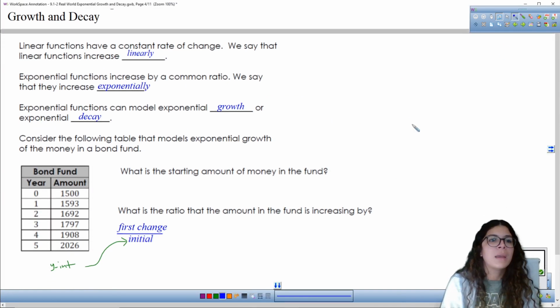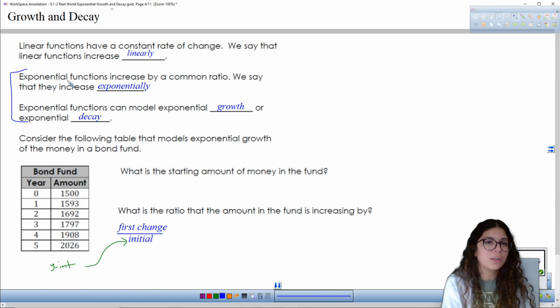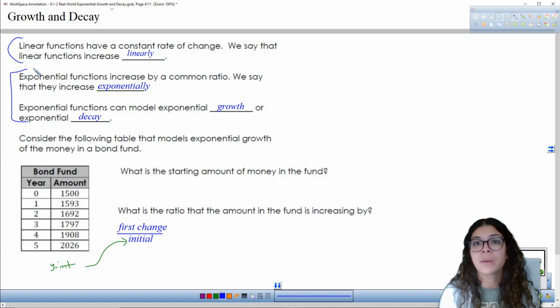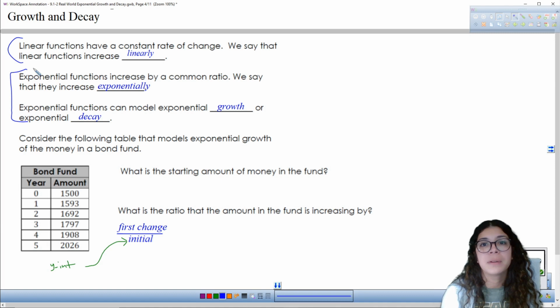Okay, now we already talked about exponential functions, and the way that exponential functions are different from linear functions is that linear functions have a constant rate, right? You go up by the same amount every time. If I'm going 50 miles per hour for 5 hours, I'm going 50 miles per hour the first hour, 50 miles per hour the second hour, 50 miles per hour every single hour.